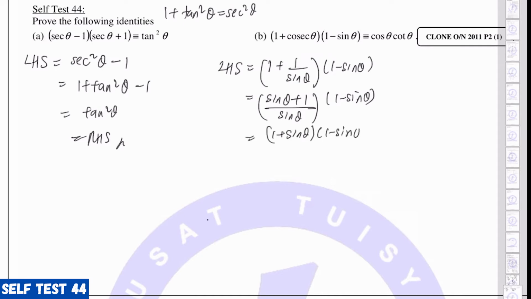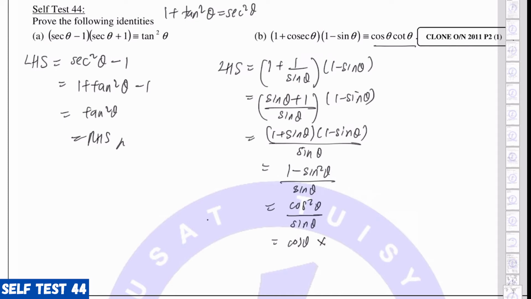Now I purposely write this step for you so that you can see and understand that this is in the form of a plus b, a minus b, so that when you expand, you get a square minus b square, 1 minus sine square. So, what is 1 minus sine square? Cos square, right? And if you think of the right hand side, what is on your right? Cos. So write this as cos theta multiplied by cotangent. What is cotangent? Cos over sine, right? So this is cos theta, cotangent theta, which is my right hand side. Okay.